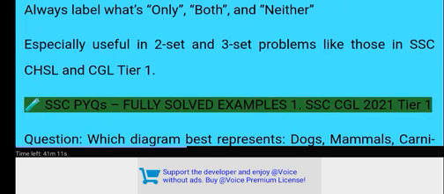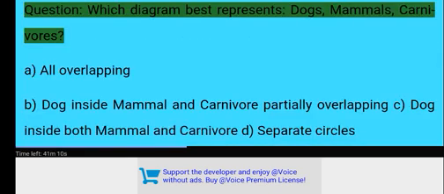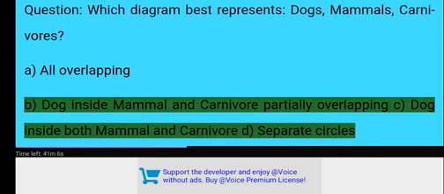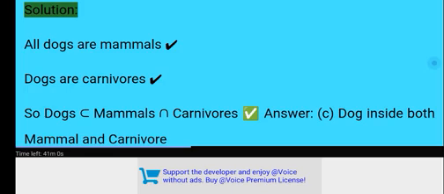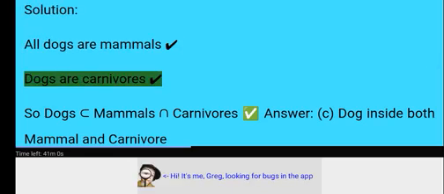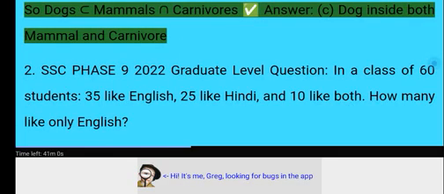Test 2, SSC PYQs, fully solved examples. 1. SSC CGL 2021 Tier 1. Question: which diagram best represents dogs, mammals, carnivores? A. All overlapping. B. Dog inside mammal and carnivore partially overlapping. C. Dog inside both mammal and carnivore. D. Separate circles. Solution: all dogs are mammals. Dogs are carnivores. So dog is a subset of the mammals and carnivores intersection. Answer: C. Dog inside both mammal and carnivore.